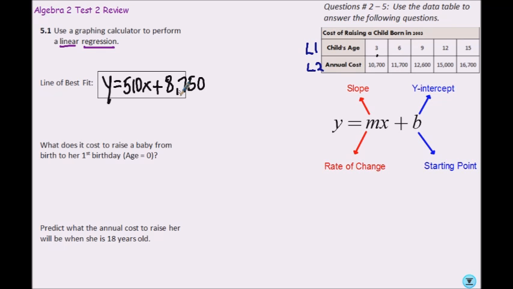So according to this, the cost of a child is going up by $510 per year, with a starting cost of $8,750. So what does it cost to raise a baby from birth to her first birthday? Well, $8,750. Right, that number right there.